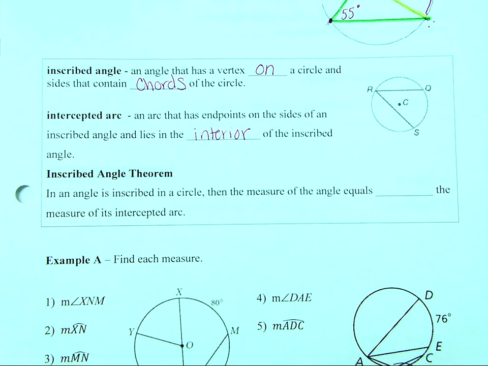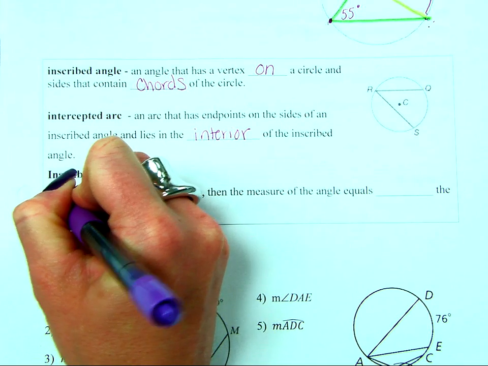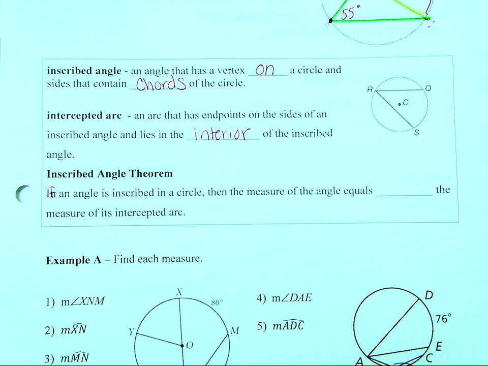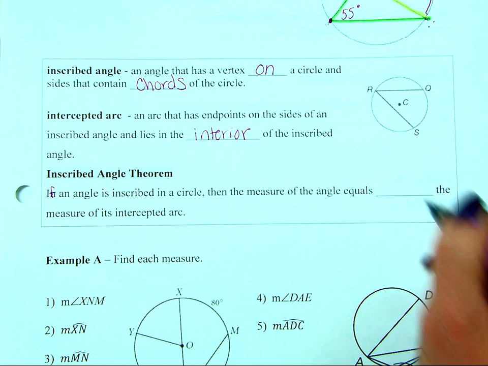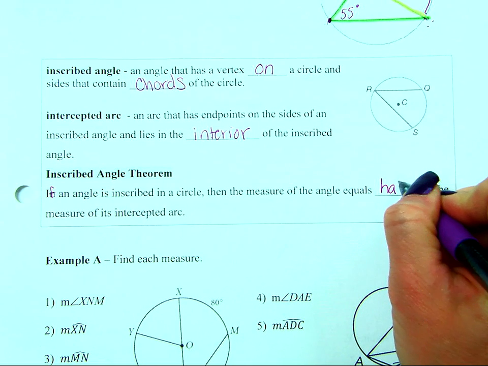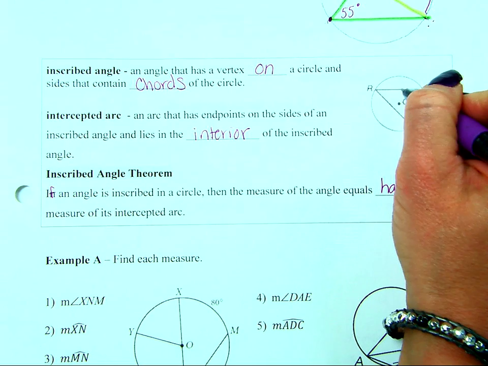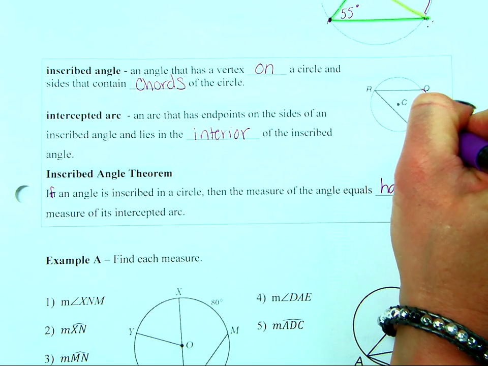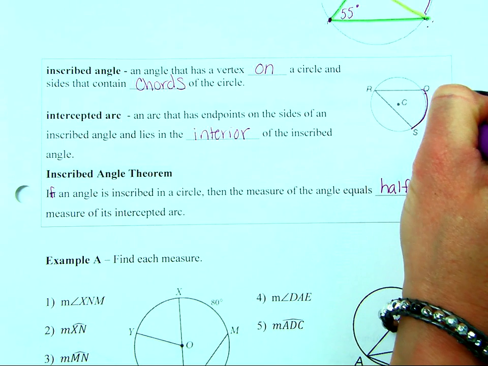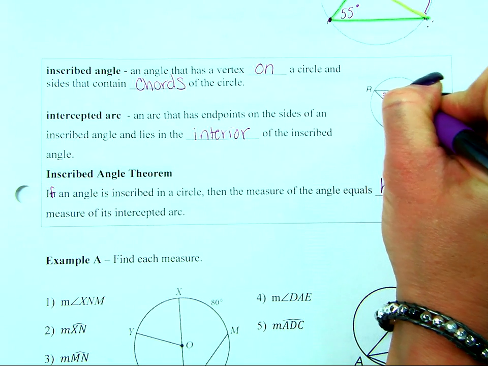The inscribed angle theorem says that if an angle is inscribed in a circle, then the measure of the angle equals half of its intercepted arc. So again, if we knew that this arc was 60 degrees, we would know that this angle would be 30.